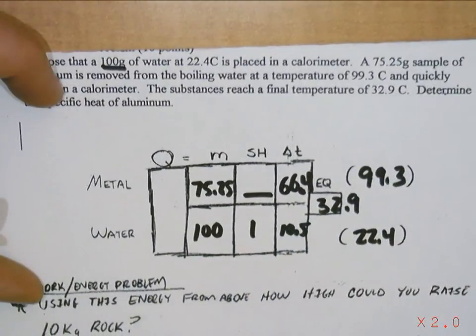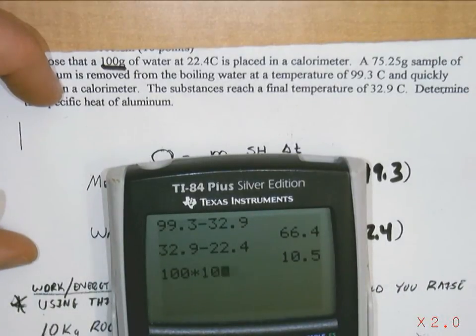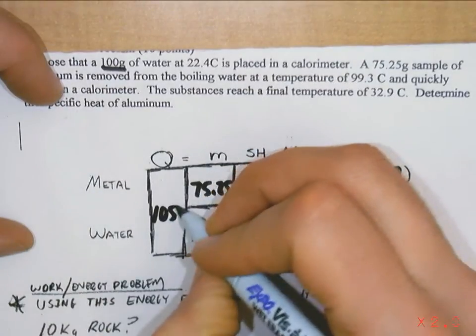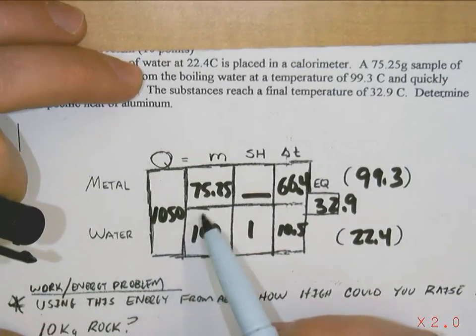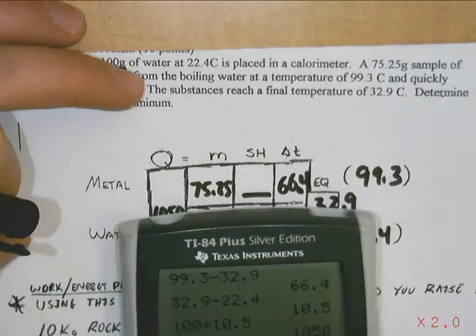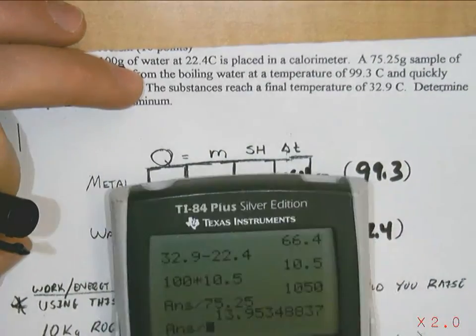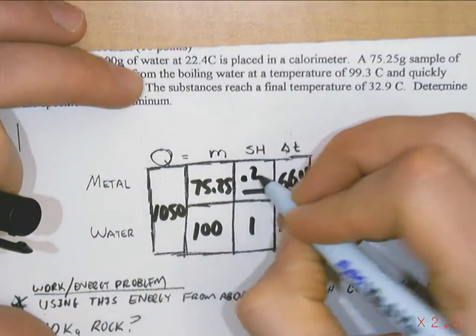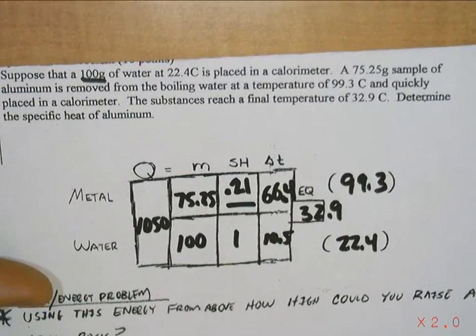We can use this to find our Q. So we take the mass times change in temperature, specific heat is 1, and we get 1050 for Q. So once we know that Q is 1050, we can then divide by the mass and the change in temperature, and we come up with our specific heat, which is going to be 0.21, which is pretty close to what it should be, in fact.